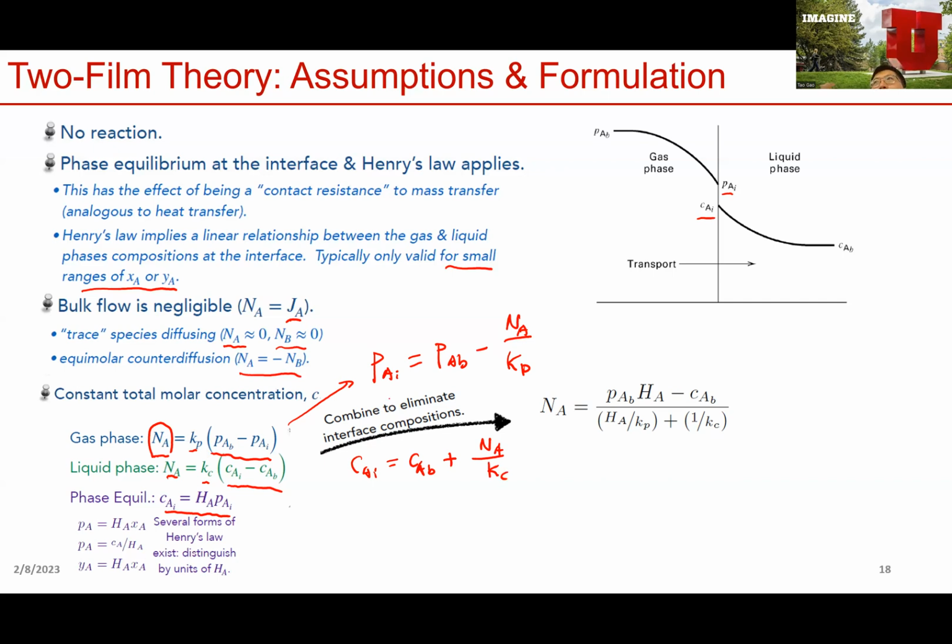Because we don't know the interface partial pressure or interface concentration, now we just rearrange these two equations. We get this. Now you just plug PAI and CAI into Henry's law. Then you will have NA on both sides of the equation. You just need to rearrange that, then move all the coefficients of NA to the other side of the equation. You will have NA dependent on this term.